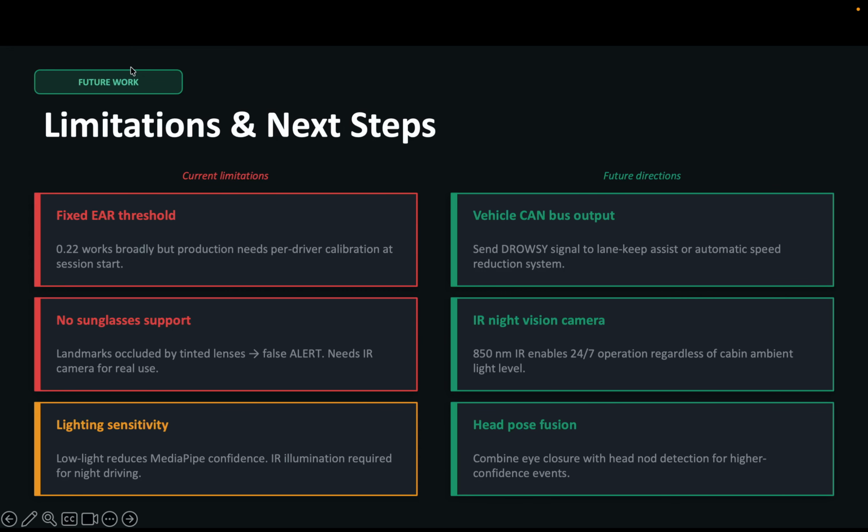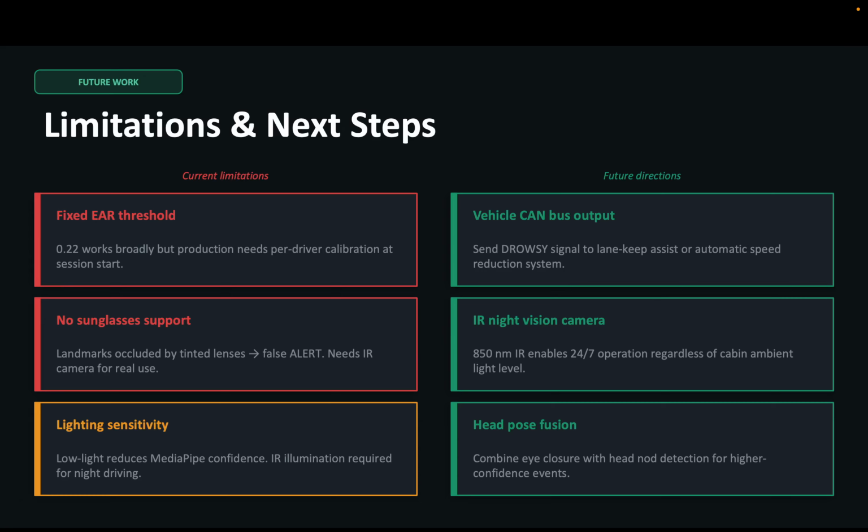So, like any real system, this one has limitations. The EAR threshold is fixed at 0.22, which works for most people, but a production system would calibrate this per driver at session start. Things like sunglasses completely block the eye landmarks, and low lighting reduces detection confidence. So probably an infrared camera would solve both.